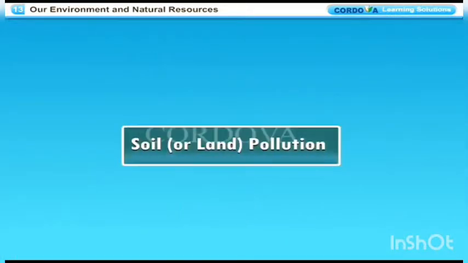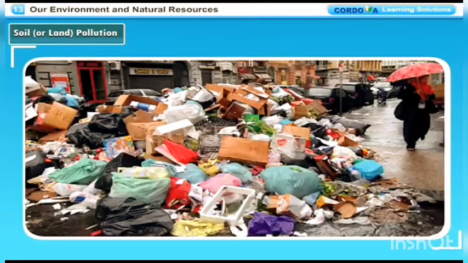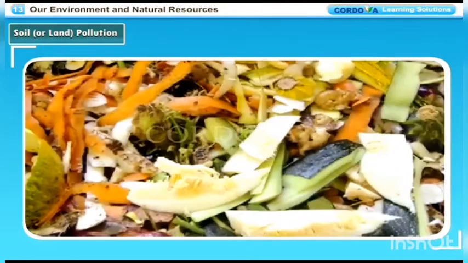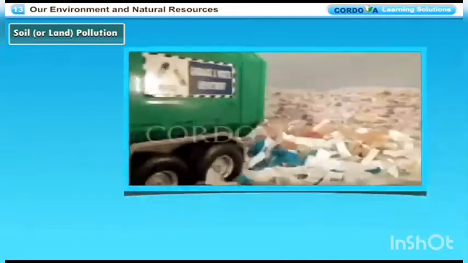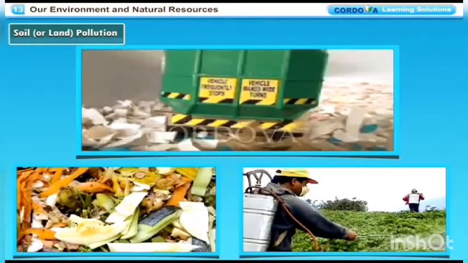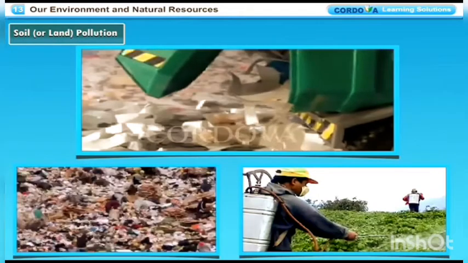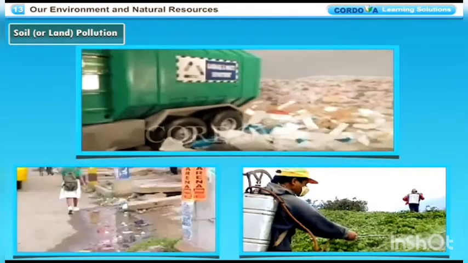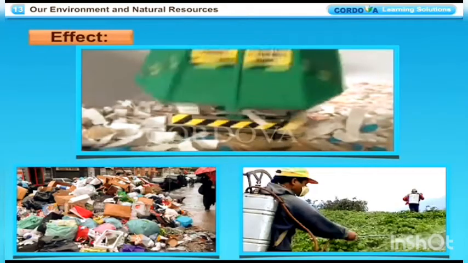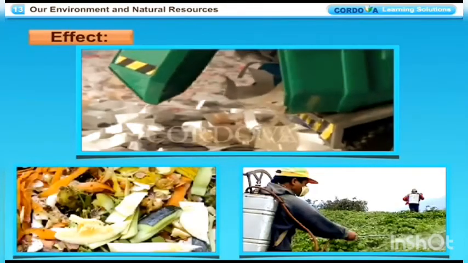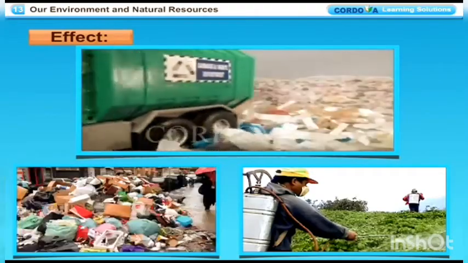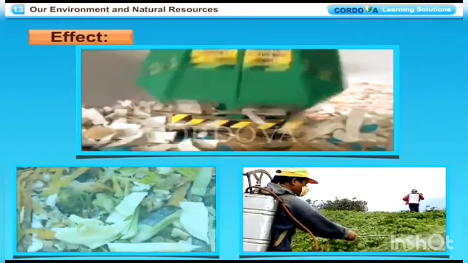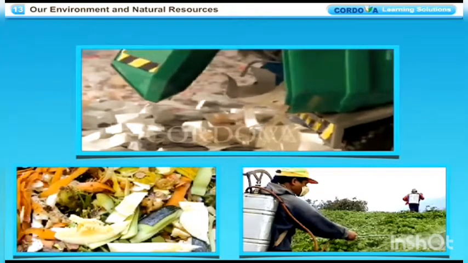Soil or land pollution. Dumping of solid wastes such as plastic bags, glass bottles, and metal containers causes land pollution. Excess use of fertilizers and pesticides in crop fields also causes land pollution. Effect: land pollution makes the soil infertile. It harms the soil microorganisms and adversely affects the growth of plants.